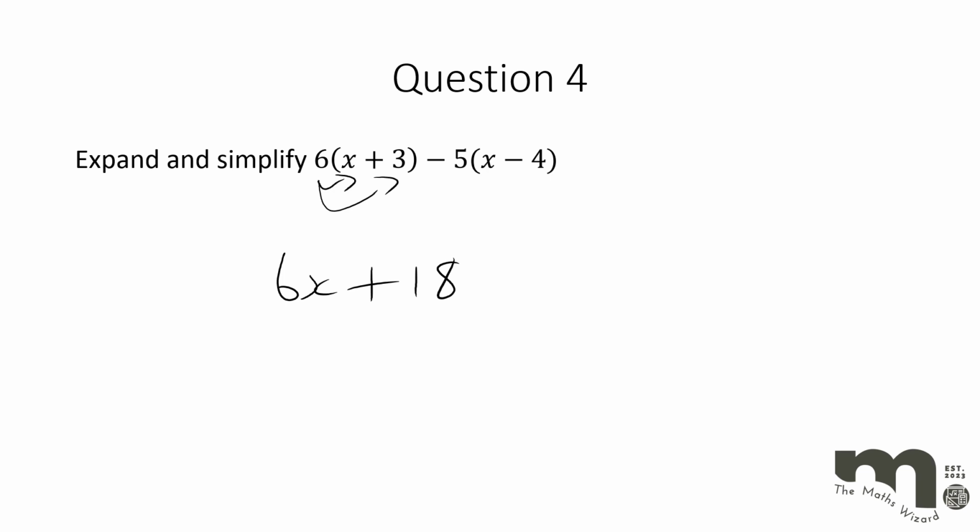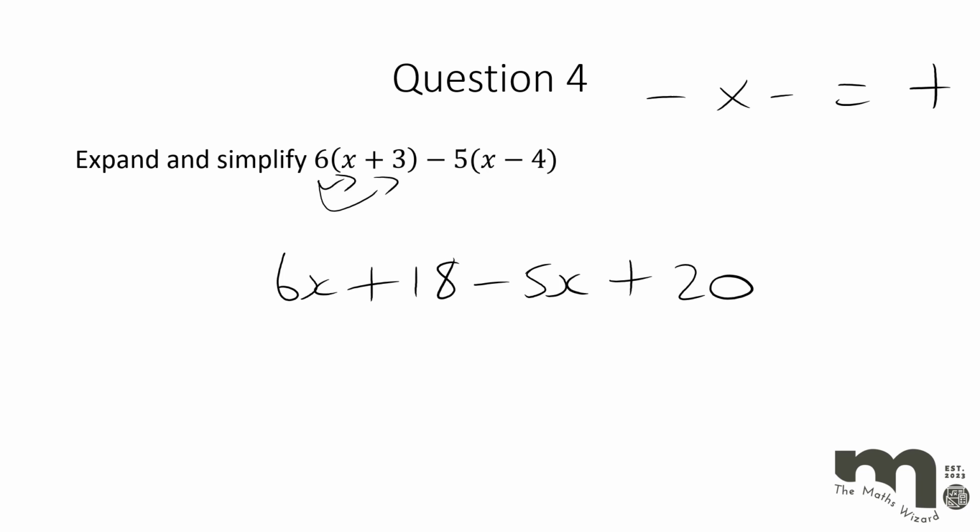And if you look at this one, minus 5 times x will give you minus 5x. And then minus 5 times minus 4. Remember, when you do a negative times a negative, you get a positive answer. So minus 5 times minus 4 will give you 20.